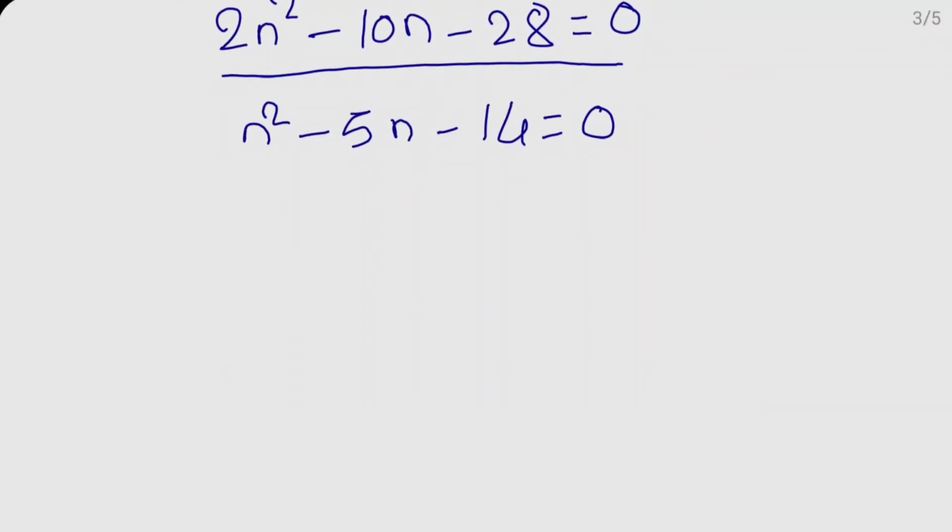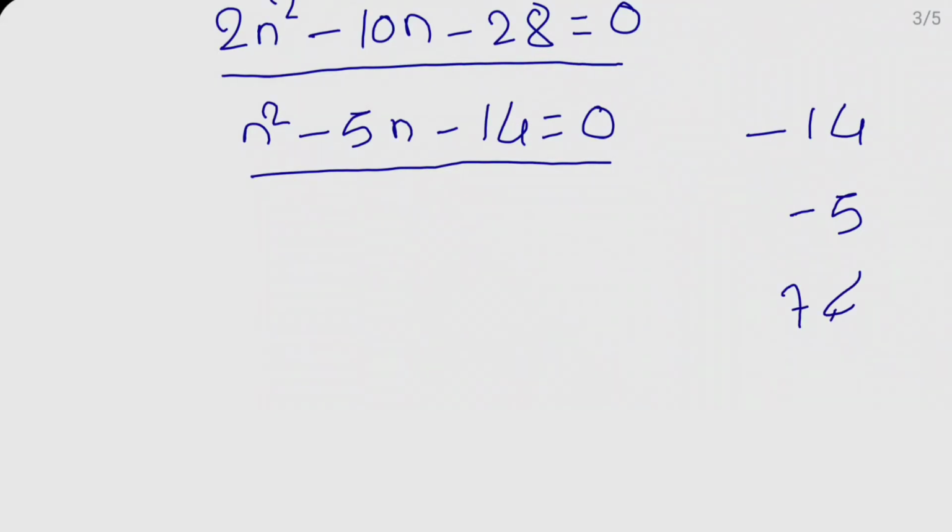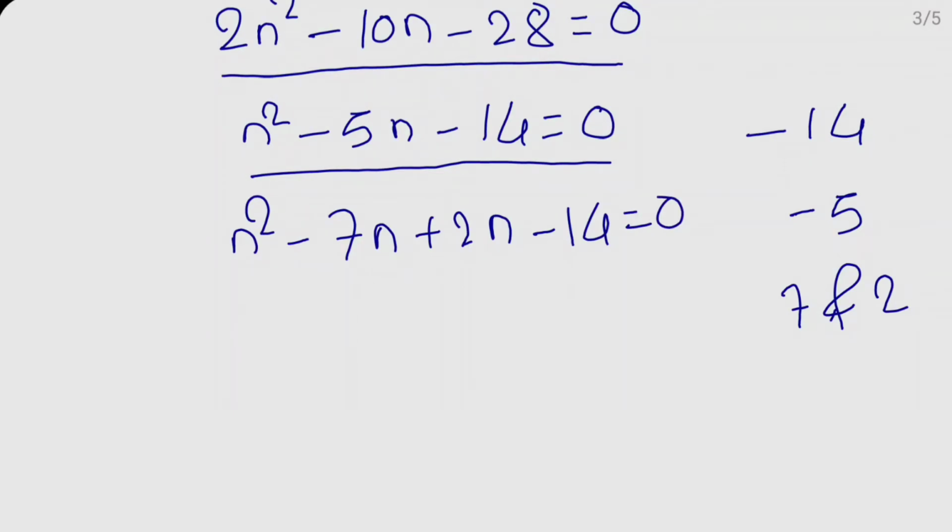So look at the equation here. It is in the form of a quadratic equation, right? So here we want to find the factors. In multiplication we want minus 14 and in add or subtract we want minus 5. So the two factors are 7 and 2. 7 twos are 14 and 7 minus 2 is 5, right? So write down here n square minus 7n plus 2n minus 14 and this equals 0. Minus 7 into 2 is minus 14. Minus 7 plus 2 becomes minus 5.